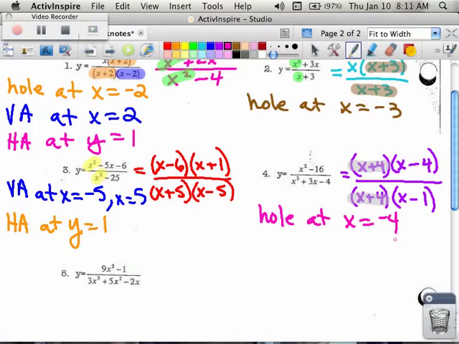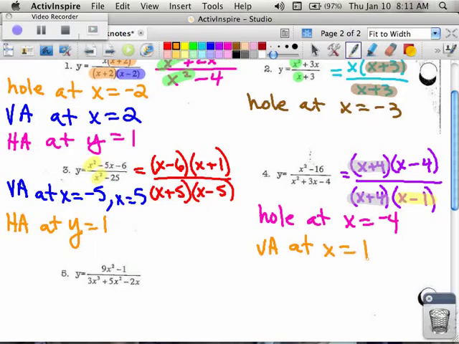Also on the bottom, I see this x minus 1 thing that does not reduce out. That tells me that I have a vertical asymptote at x equals +1.